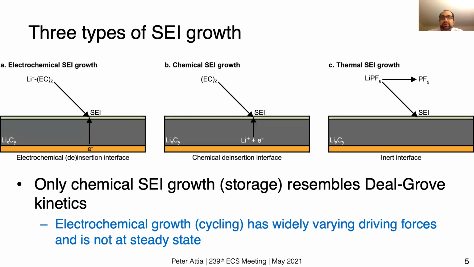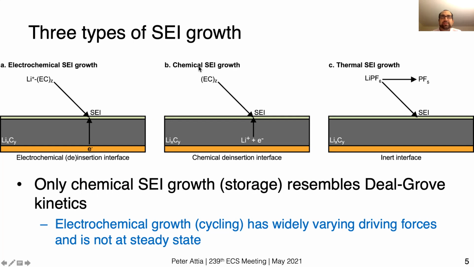Now, let's go a bit deeper here. There's really 3 different kinds of SEI growth. The first is electrochemical. So this is an electrochemical reaction in which the electrons and the lithium ions are coming from separate sources. So this is pretty common during cycling. You have lithium ions reaching the surface of the, say, carbon substrate, carbon electrode, and the electrons are coming from the electrode, and they meet basically at the SEI and form more SEI.